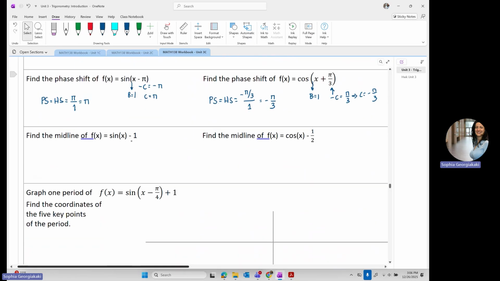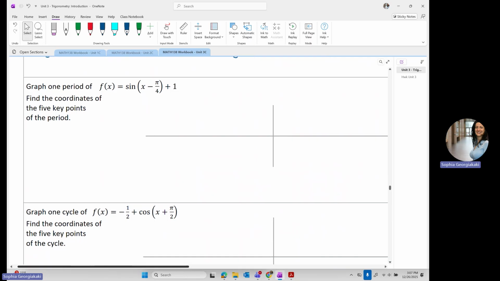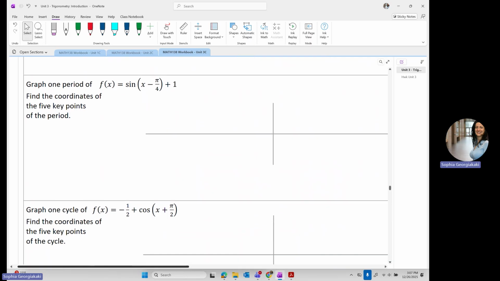Here I have a d equal to negative 1. Therefore, my midline is y equal to negative 1. Here I have a d equal to negative 1/2. Therefore, my midline is y equal to negative 1/2. Remember that the midline is a line, so I'm looking for the equation of a line. Let's do a little more complicated one.